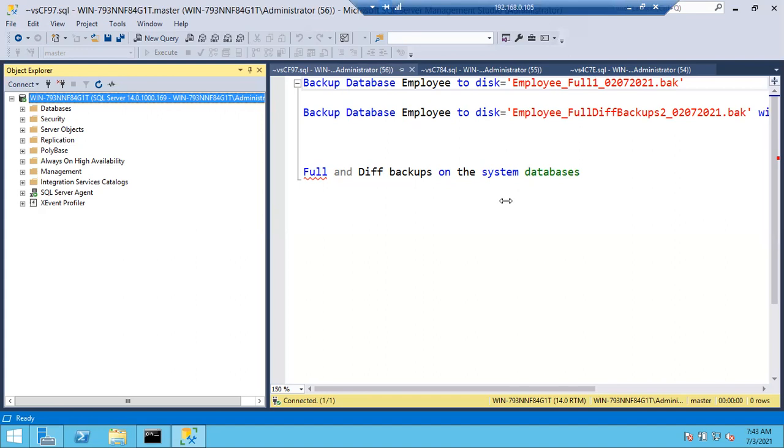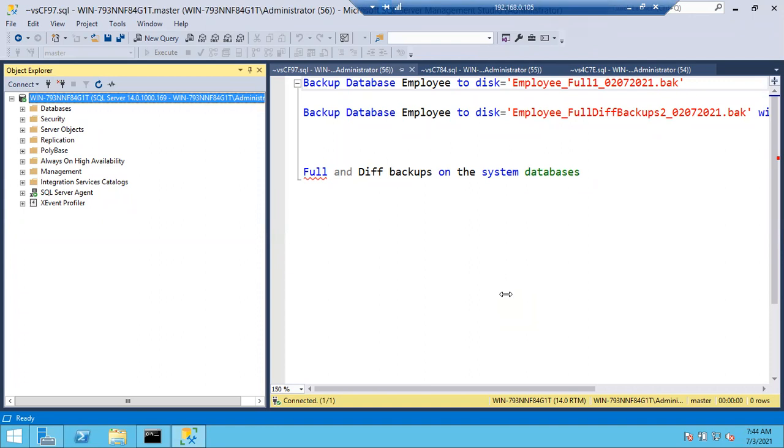Any other definition for differential backup? What will a differential backup do? It will take the backup from the last full backup. After taking the full backup, whatever modifications are there in the data, then the differential backup will increase.